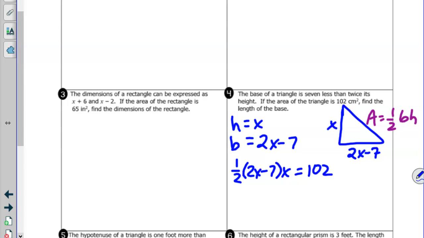How would you handle that 1/2 to avoid decimals? I would absolutely do that first. And I'm also going to distribute this x here. So I get 2x squared minus 7x equals 204. That way, when I distribute the 1/2, I don't get fractions. Yeah, so if you multiply both sides by 2, these cancel out, and the other side's 204. Alright, then we need to subtract the 204.